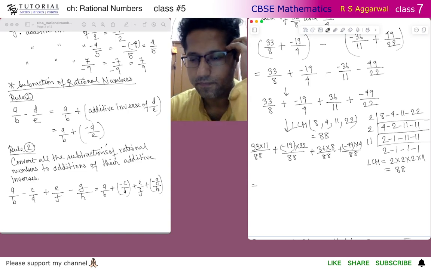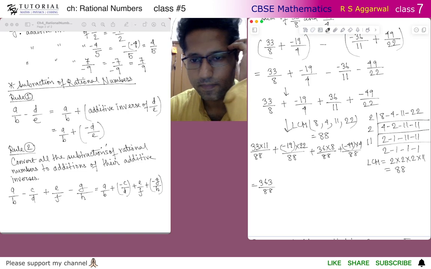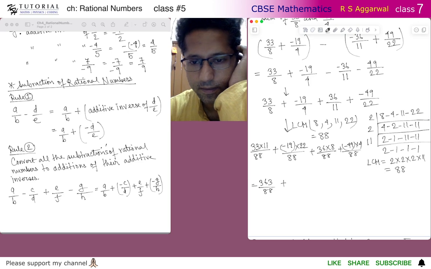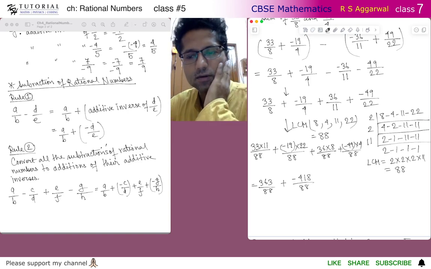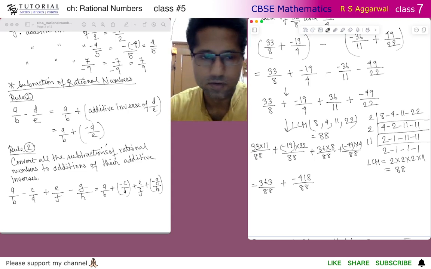So 33 multiplied by 11 is 363 by 88, and this is minus 418. So minus 418. Please do check the calculation. I am prone to make mistakes. If you see any kind of mistakes, please do let me know in the comment section.